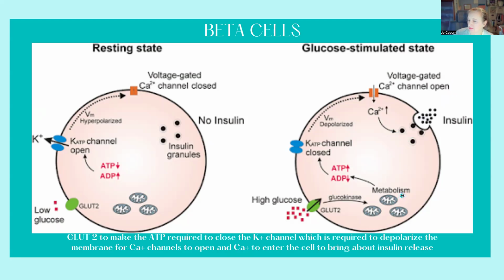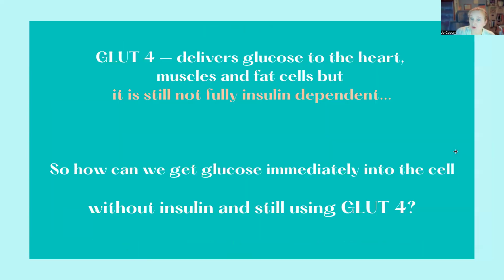So that's probably happening at the same time that the GLUT4 receptors are doing their thing, right? To the other tissues in the bloodstream. So GLUT4 delivers glucose to the heart, muscles, and fat cells, but it is still not fully 100% insulin dependent. So how can we get glucose immediately into the cell without insulin and still using GLUT4?